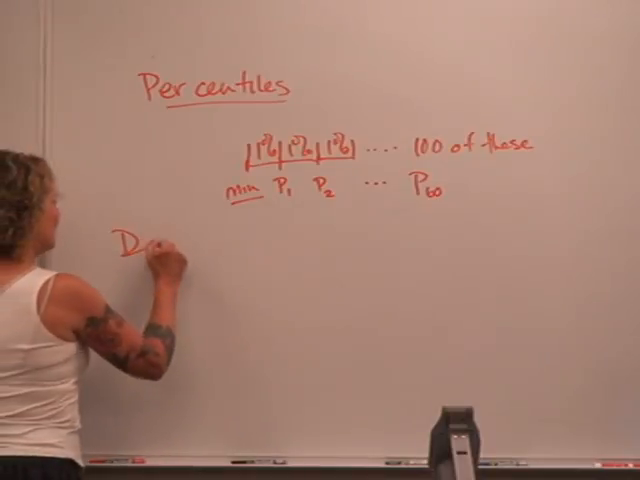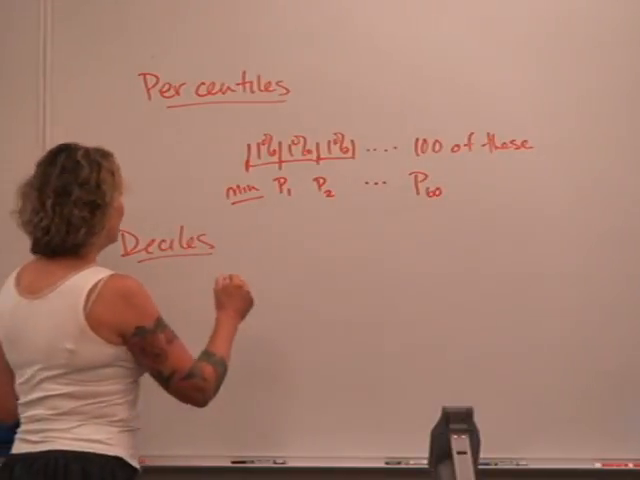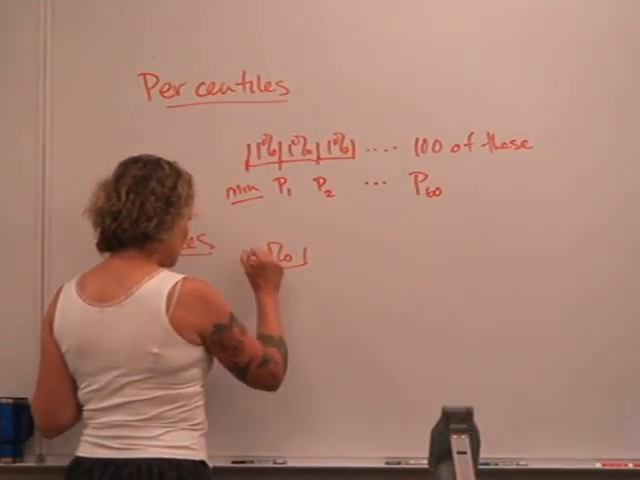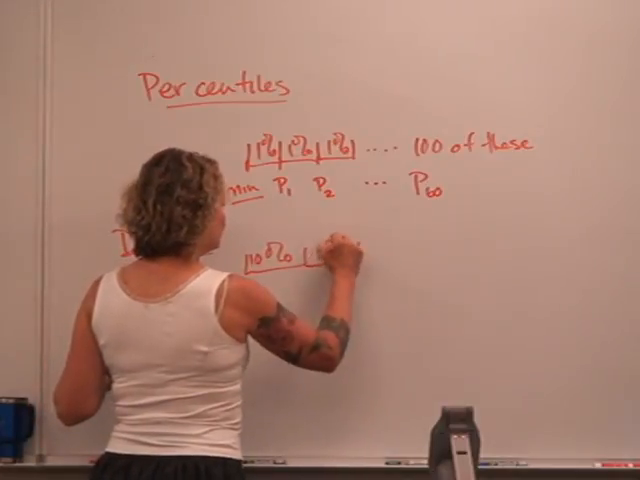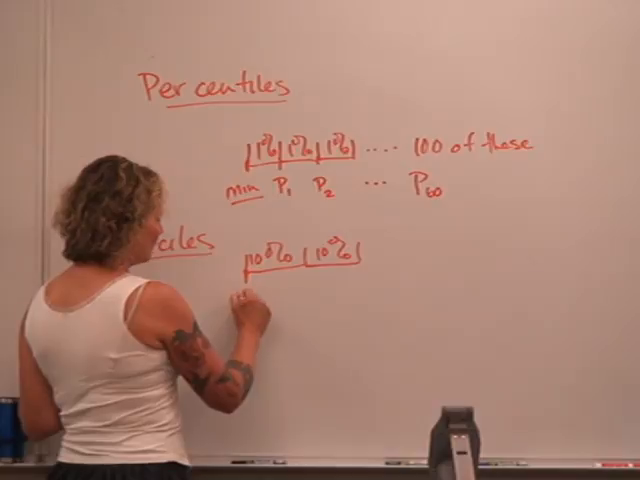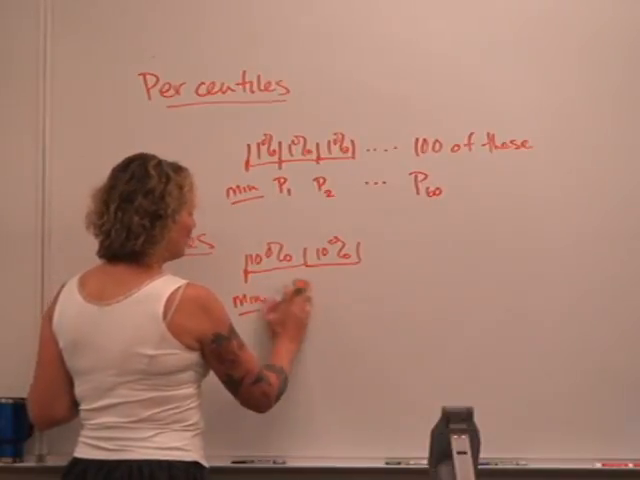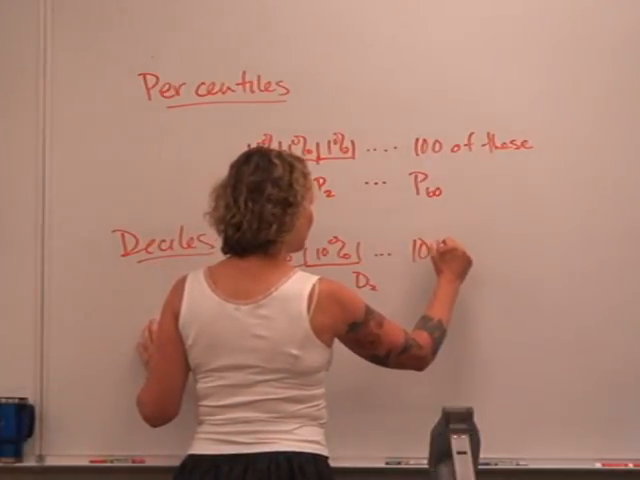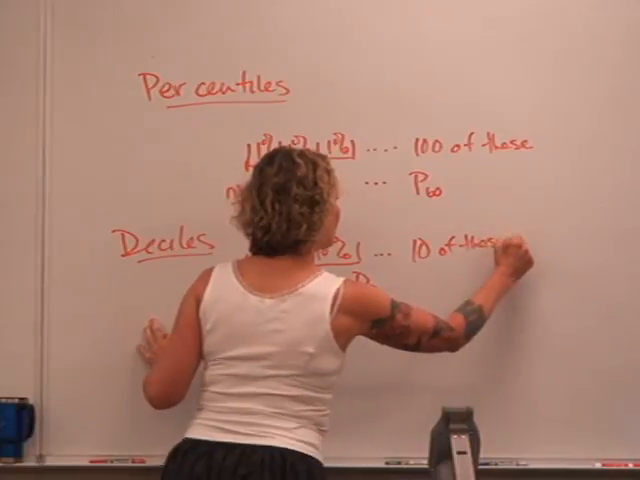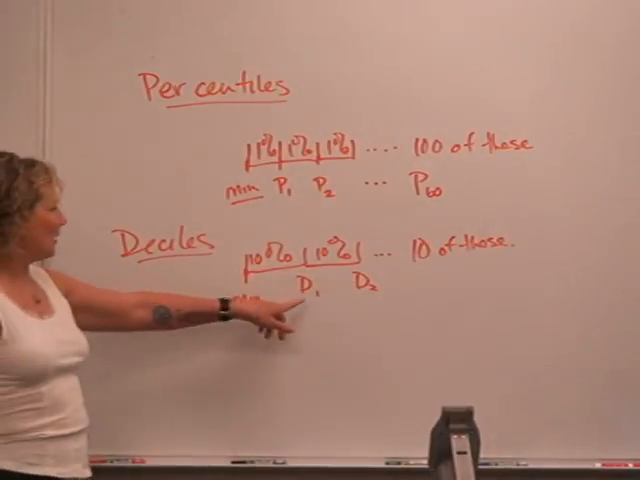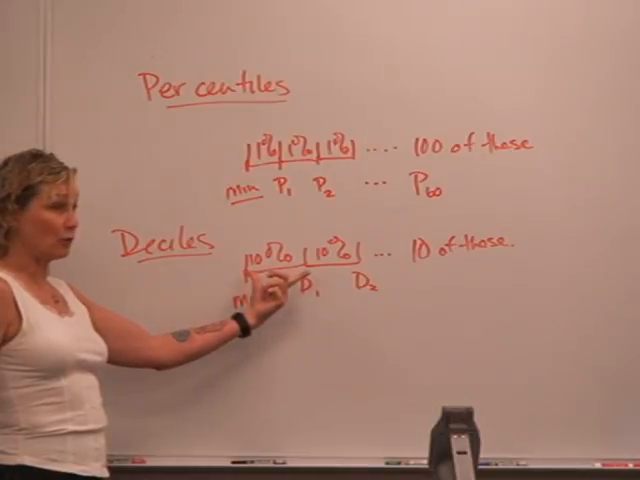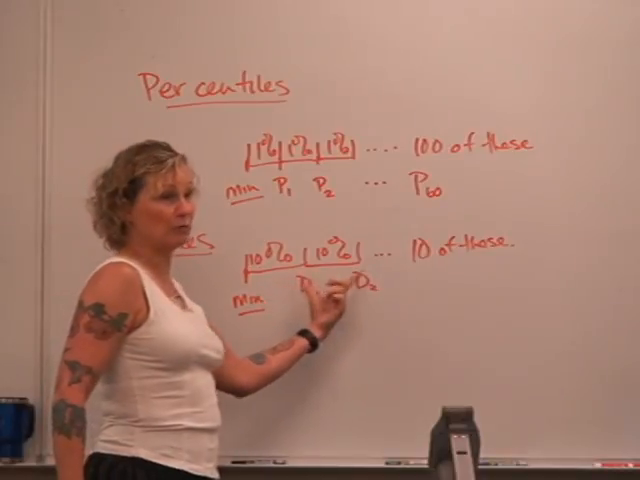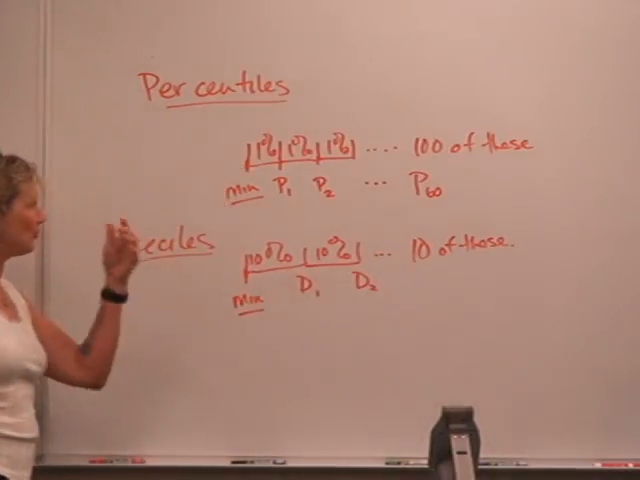Okay. We can also look at data in deciles, where instead of 1% in each little compartment, you have 10%. Here would be your smallest value, or the minimum. Here would be D1. Here would be D2. And you've got 10 deciles. So if you're at D1, 10% at or below, 90% at or above. D2, 20% at or below, 80% at or above, and so on and so forth.